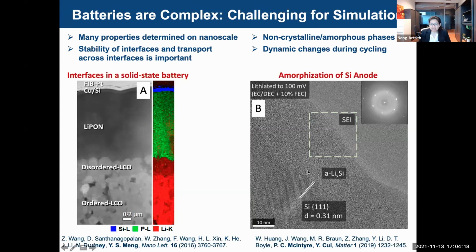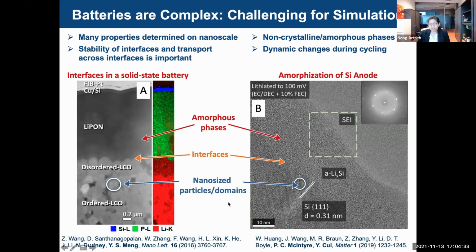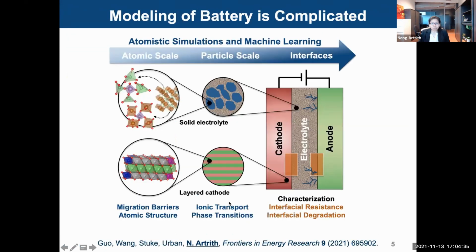So this is the most important part to understand and address for modeling, for computational materials scientists like me. We are interested in such nano-sized particles in these domains, and also interfaces and amorphous phases. That's why we try to combine atomistic simulations and machine learning together to address more realistic systems, especially, in this case, the interfaces.